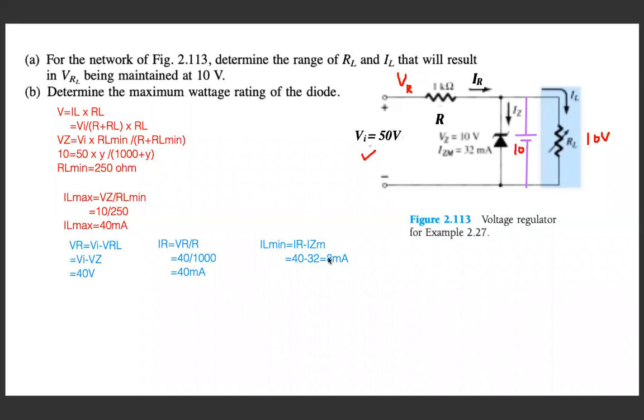Okay, now if you have calculated the minimum value of the current through the load resistance, then you can simply calculate the maximum value of load resistance. So RL max will be equal to VZ divided by IL minimum. So this is equal to 10 divided by 8 milliamp.